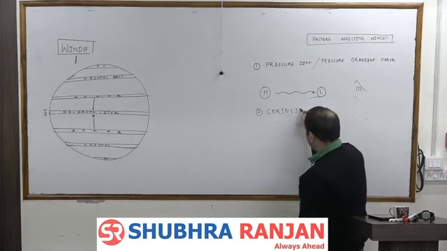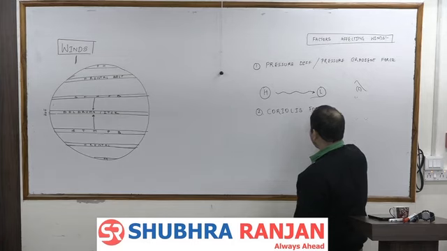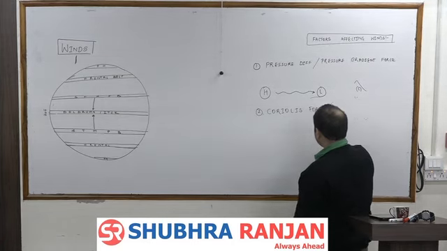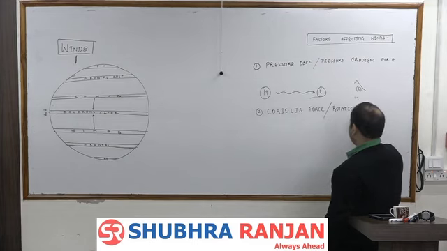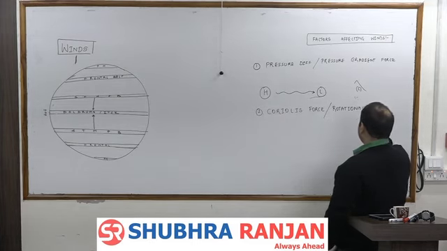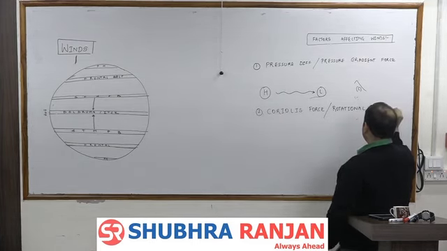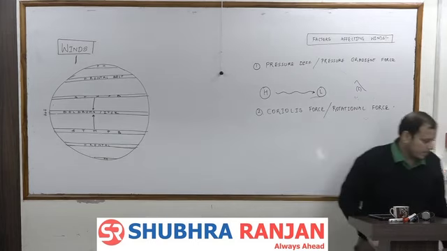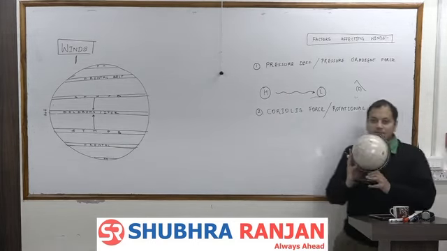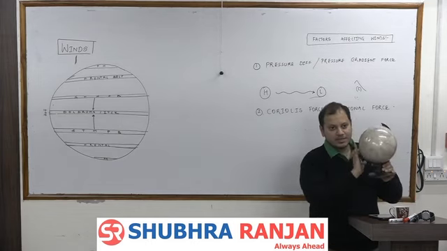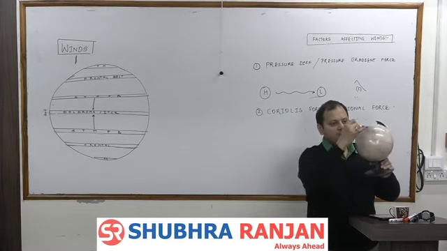Now what is this Coriolis force? It is a rotational force. Earth is rotating. In which direction is the earth rotating? Earth is rotating from west to east. And see how our earth is rotating. I am putting my pen.